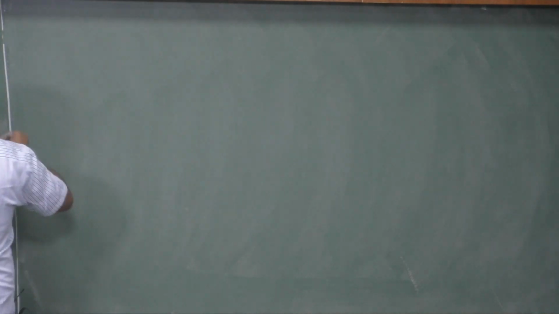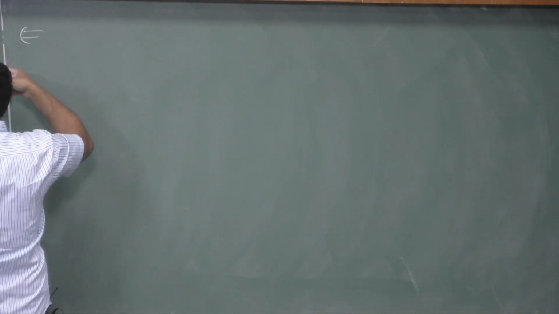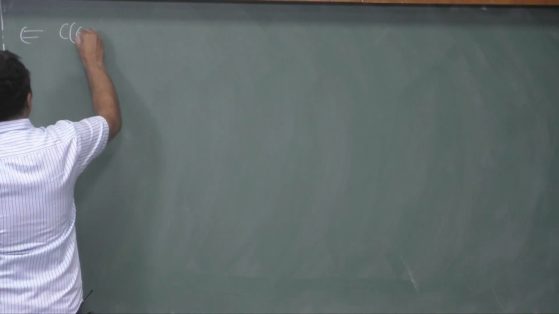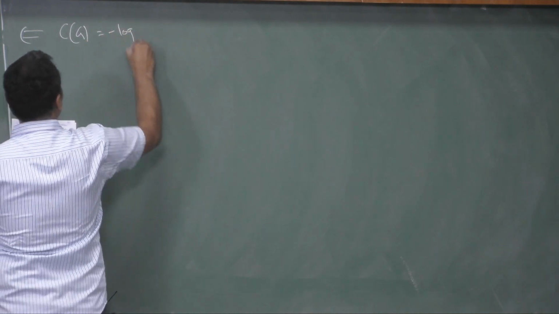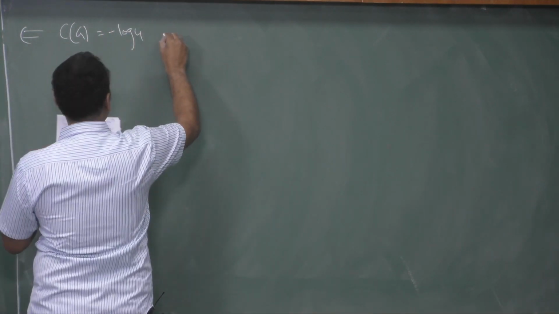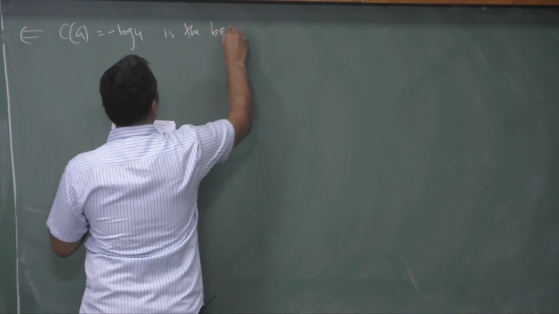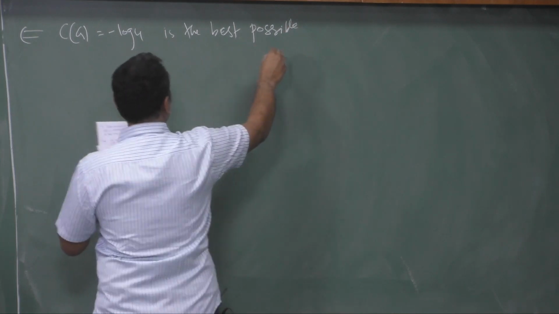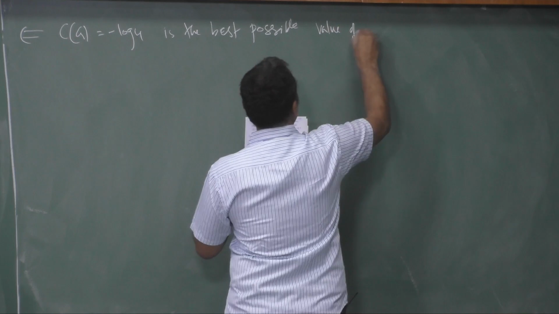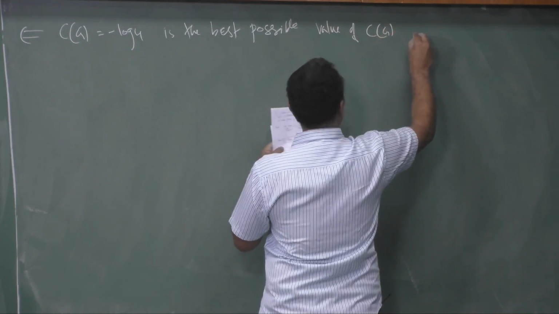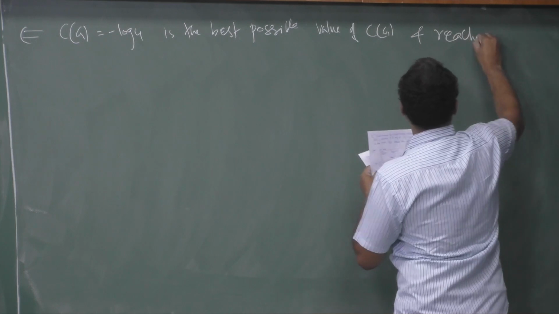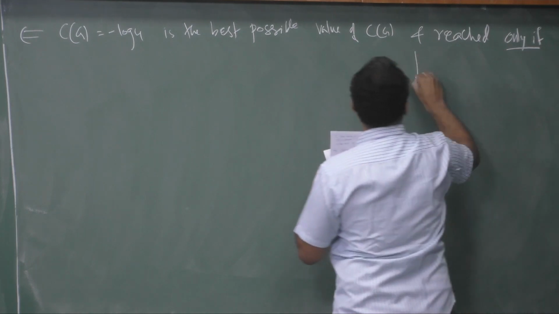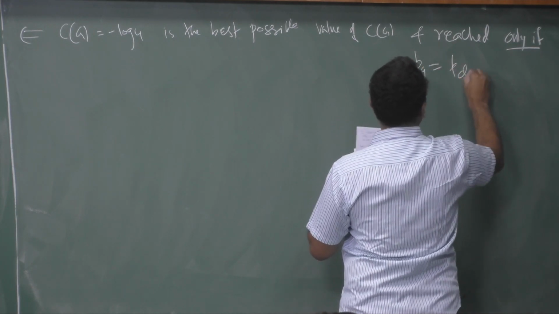So now we do the other way. Now we say that minus log 4 is the best we can do. So CG equals minus log 4 is the best possible value of CG, and this is achieved only for, so this is why we say it's the only if part, right? Only if PG is P data. Only if PG becomes P data.